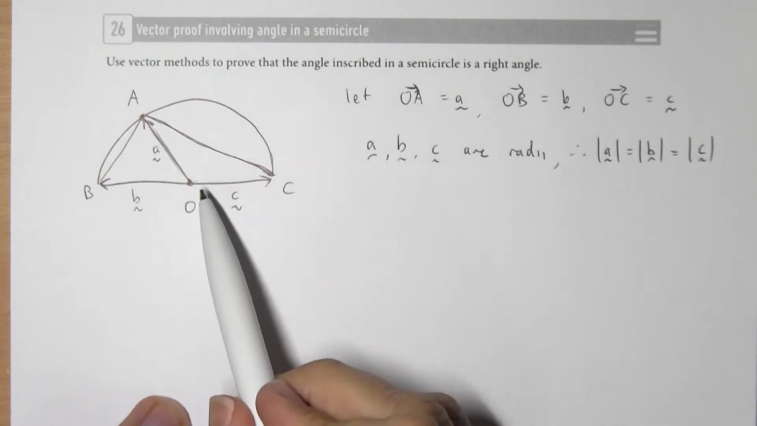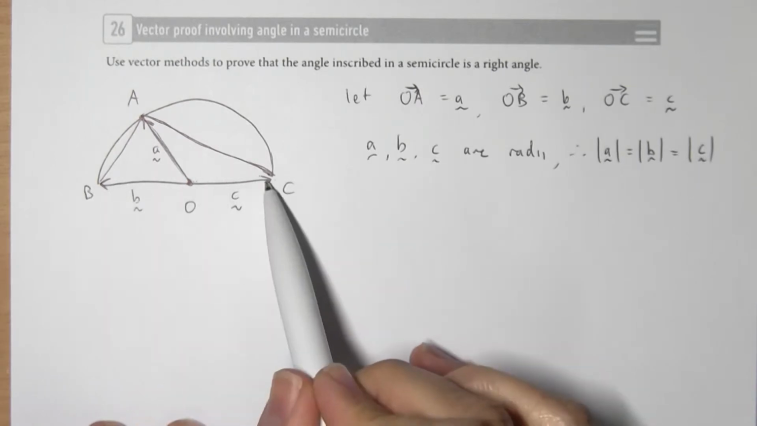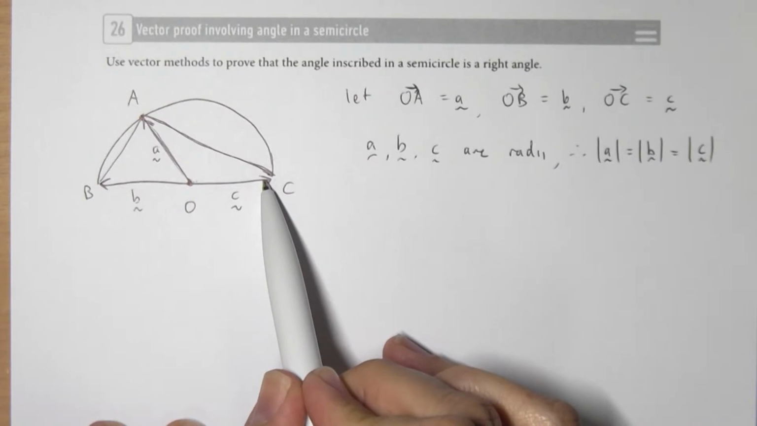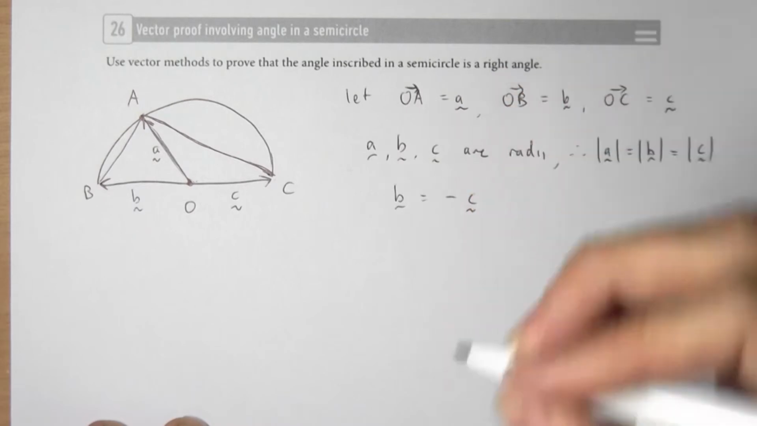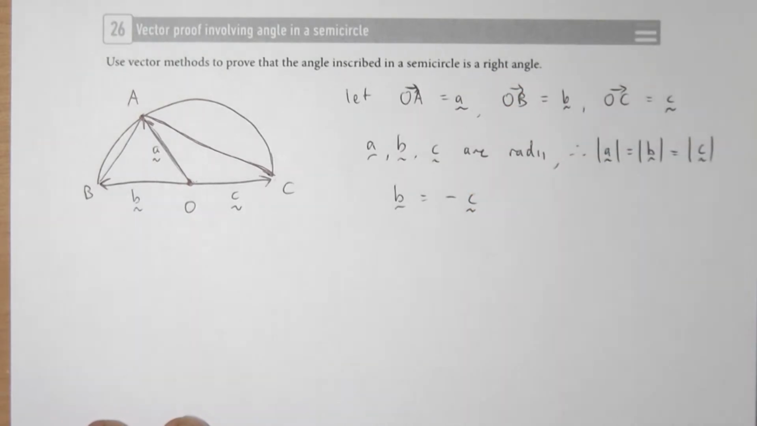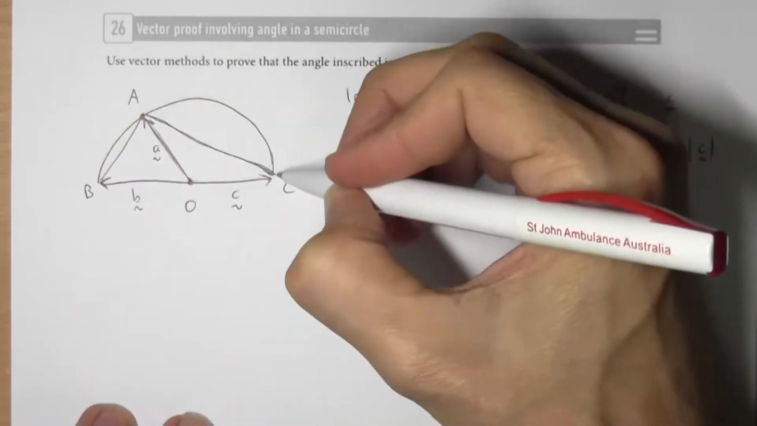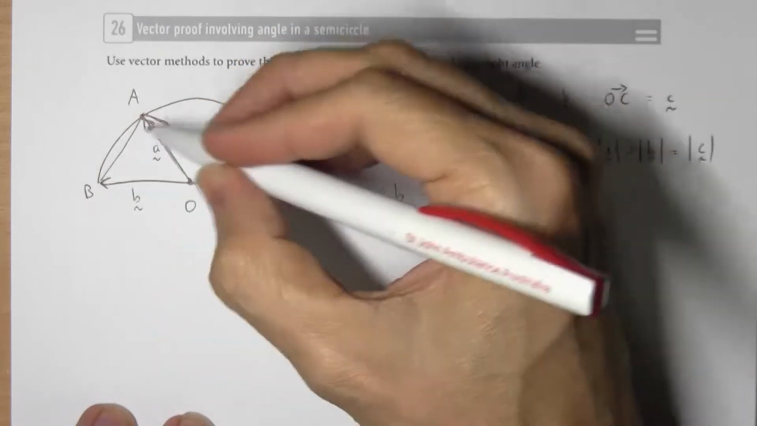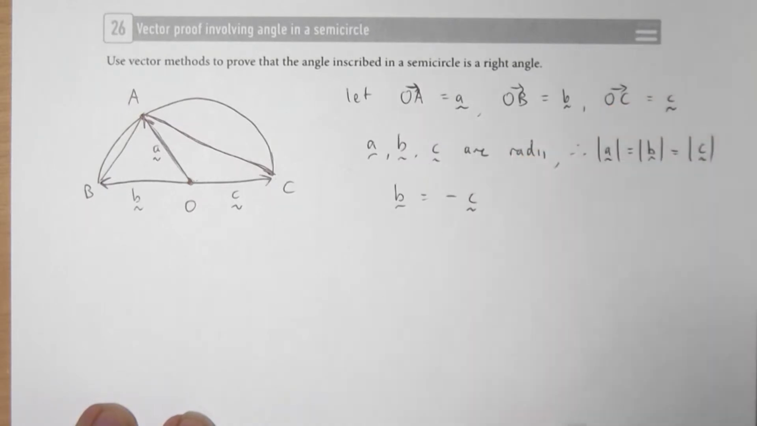The other thing is, this is one straight line. It's a diameter. So b is the negative of c. b is minus c. Okay, well, let's try our proof. Let's look at BA and CA. Oh, sorry, I think I'm actually going the opposite direction from what I said before, but it doesn't matter. Let's go this way.